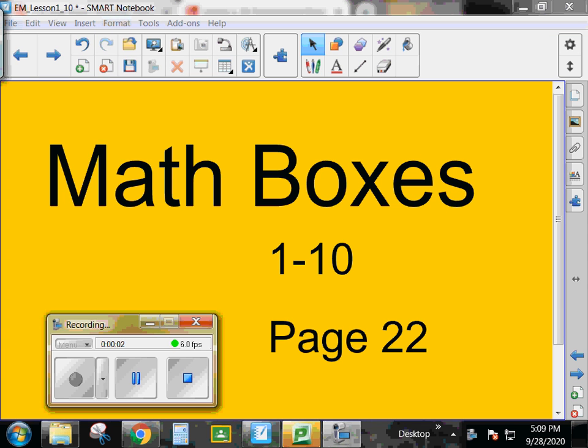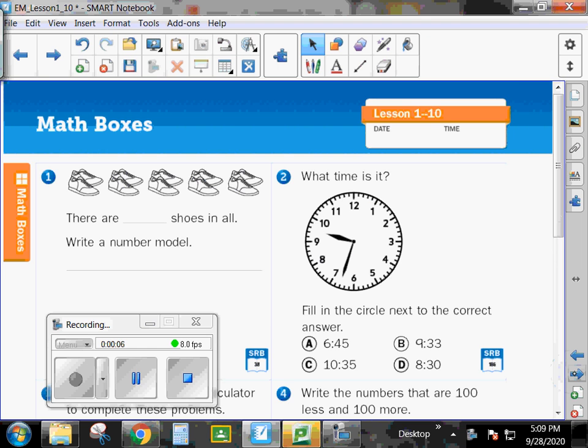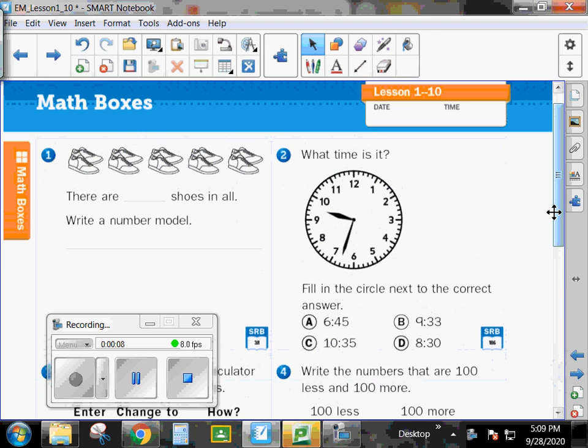All right, boys and girls, in this video, I'm going to go over MathBoxes 1-10 on page 22. Remember, boys and girls, you have to do the MathBoxes first and then use this video to check your work. If you haven't done the MathBoxes yet, please pause the video and do the MathBoxes and then come back and use this to check. If I go too fast, pause the video. If you need to rewind, do that. I want you to get the most out of these videos.